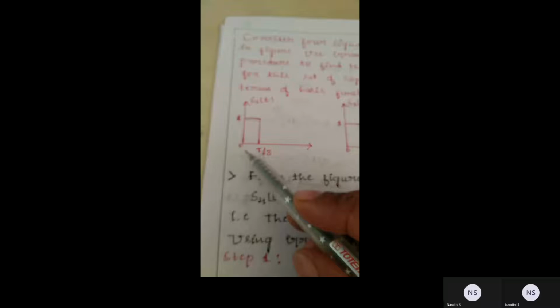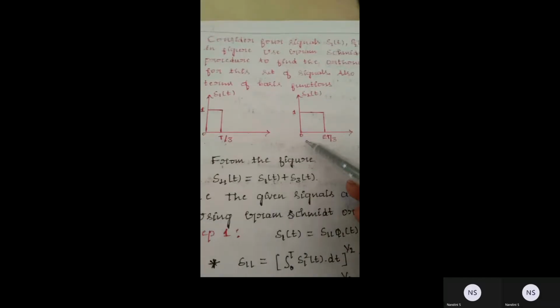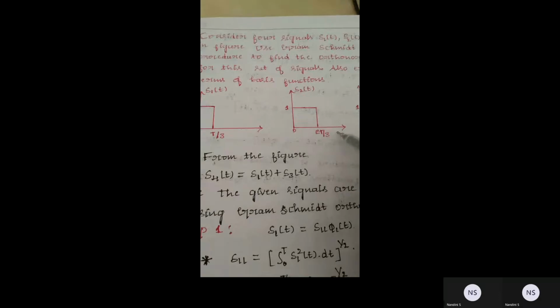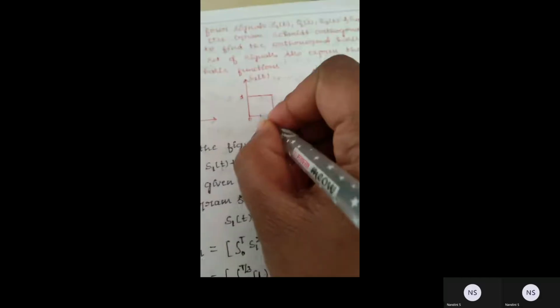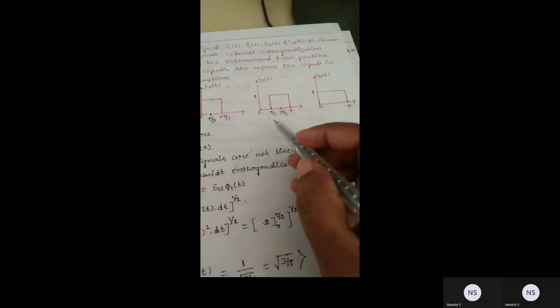So here you can see that the first signal ranges from 0 to T by 3, and the second signal ranges from 0 to 2T by 3. So the first signal is compared with the second signal. Here you can mark this as T by 3. And then the third signal S3 of t ranges from T by 3 to T. Here you can mark this as 2T by 3. And the fourth signal extends from 0 to T.